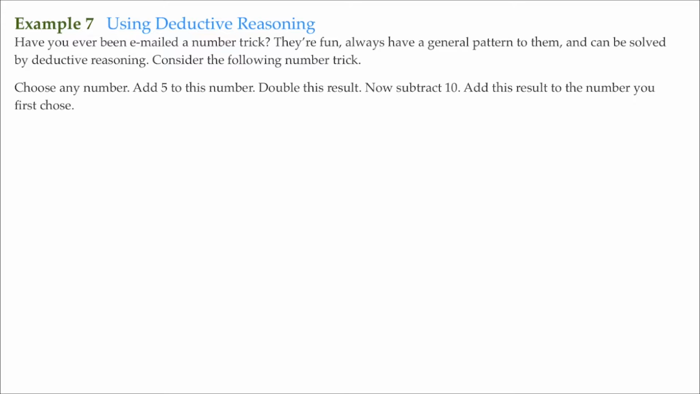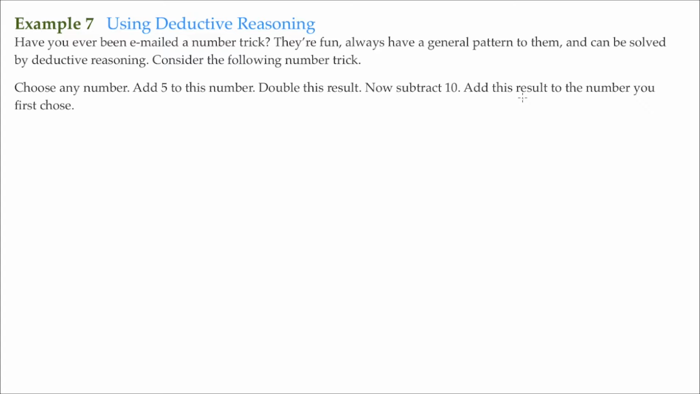So again, we'll continue using deductive reasoning for this example. It says, have you ever been emailed a number trick? They're fun, always have a general pattern to them, and can be solved by deductive reasoning. So consider the following number trick: choose any number, add 5 to this number, double this result, now subtract 10, add this result to the number you first chose.